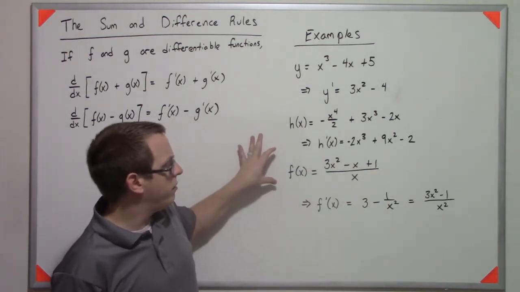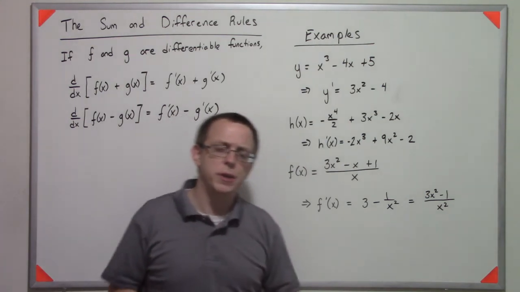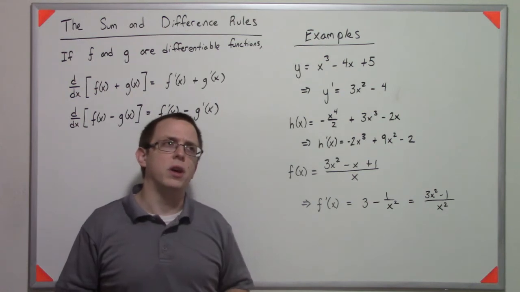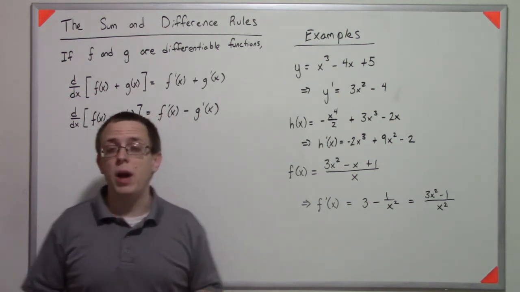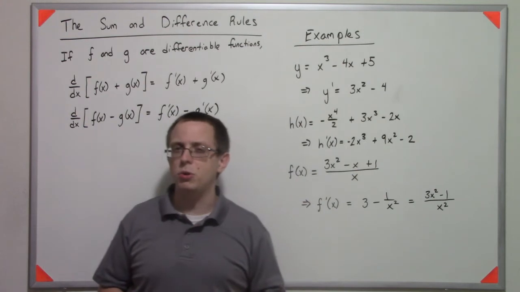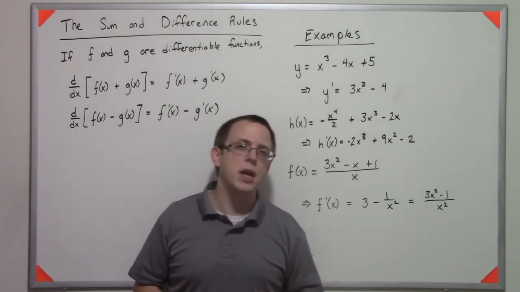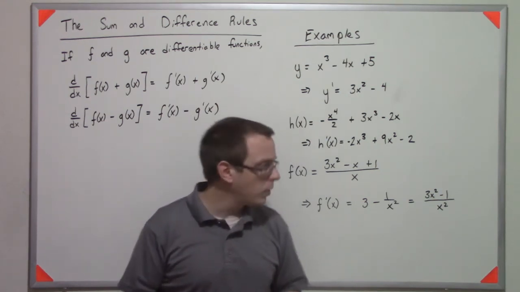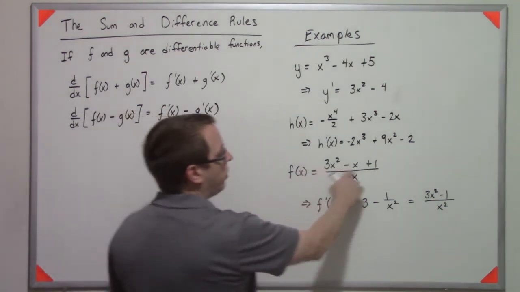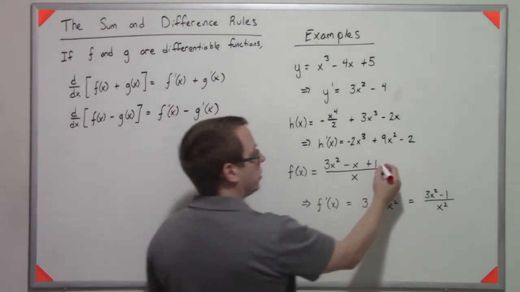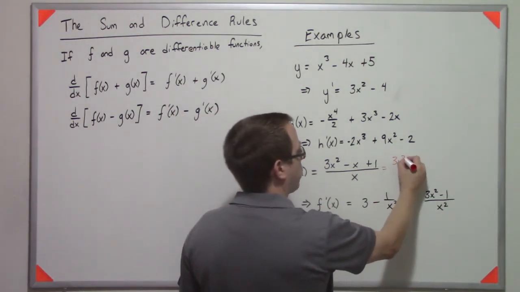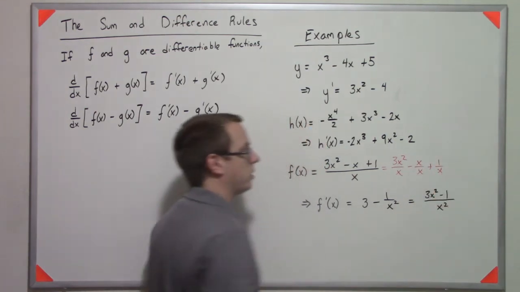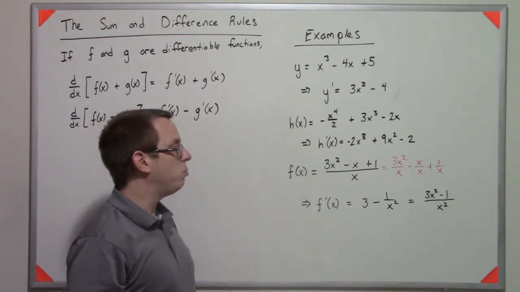Now finally we have this piece. Now this is a quotient. So you might ask yourself, how do I deal with a quotient? And what we're going to find is we actually have a couple of different techniques that you can use to apply to quotients. But in this particular case, we're going to break this up so that we can use the power rule. So if we break this up into 3 separate fractions, 3x squared over x minus x over x plus 1 over x. So you just break that up.